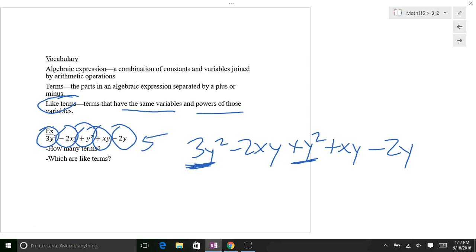So those two are like terms, 3y squared and y squared. And then you look at this negative 2xy. Is there any other that has an x to the 1 power and a y to the 1 power? And you say, you bet, there's the other one. Negative 2xy and xy are like terms. Now this one over here just has a y. That's it. So there's no other like terms with that one. So you just have the 3y squared with the y squared, and the other like terms, negative 2xy with the xy.